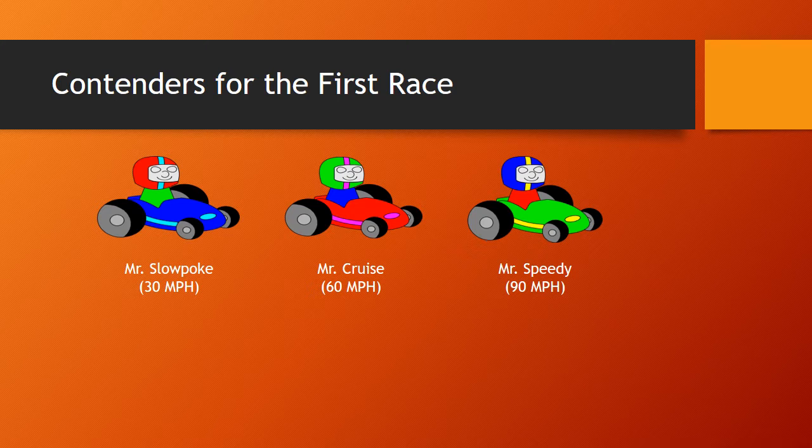So as suggested, the race results can easily be predicted in advance, with Mr. Speedy the clear winner and with Mr. Cruise and Mr. Slowpoke finishing second and third respectively. Still, the avid racing fans enjoy the race very much, perhaps for the opportunity to do the simple math involved in predicting the outcome.